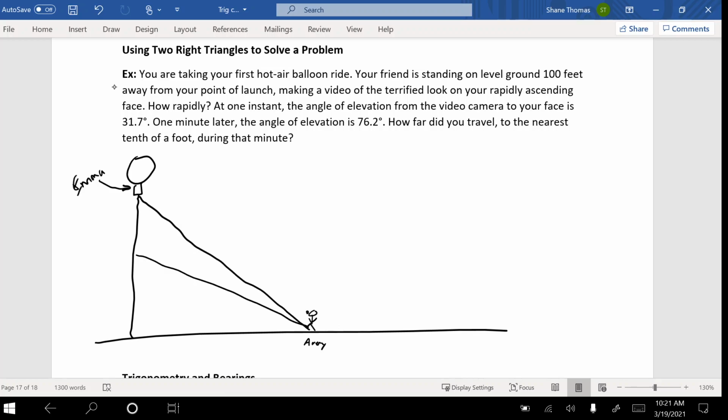All right. So now I have two right triangles, don't I? The first right triangle is this one right here. The second one is the entire thing.